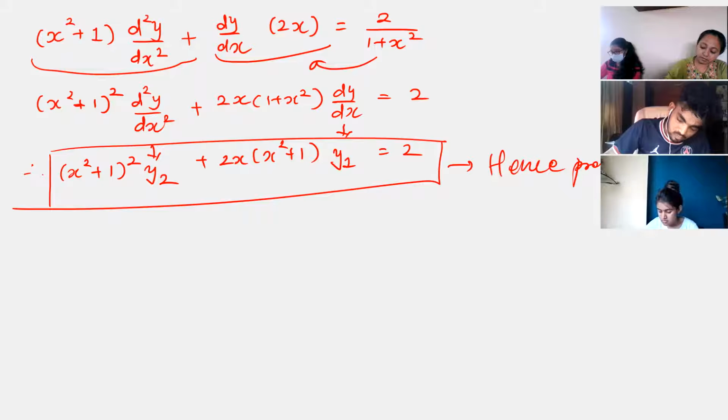Hence proved. Good. That is how we completed 5.7.